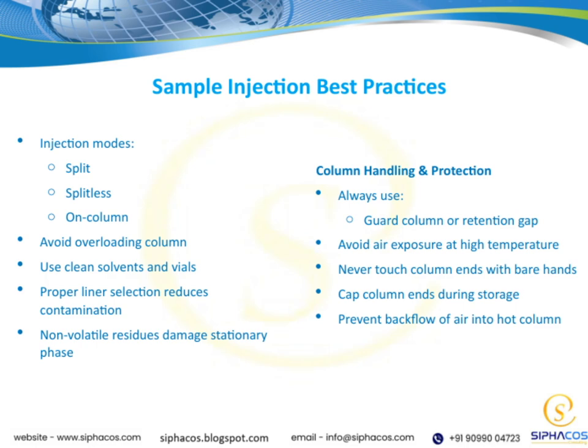Always use clean solvents and vials to avoid introducing contaminants that could interfere with your analysis. Proper liner selection is also key. Using the right liner can significantly reduce contamination and improve your results. Remember, non-volatile residues can damage the stationary phase over time, so maintaining cleanliness and proper handling is essential for optimal performance and longevity of your column.